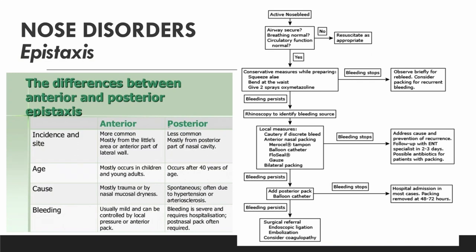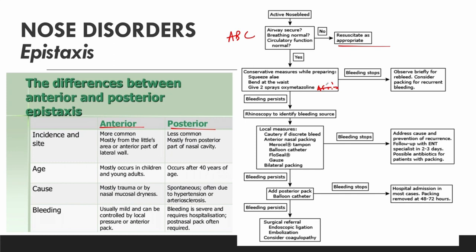So here's a quick hit slide that compares and contrasts anterior versus posterior: the sites, the age groups, the causes, and the kind of bleeding that there is. This is a nice little algorithm from UpToDate. We have an active nosebleed. First thing we're going to do is our ABCs. If they are not breathing and they don't have a good airway, then we have to resuscitate and support. Think about that with posterior bleeds: you have a lot of blood and you can aspirate. So the first conservative measures are to squeeze the nose and bend at the waist. You can also give a couple sprays of Afrin to try to stop that.